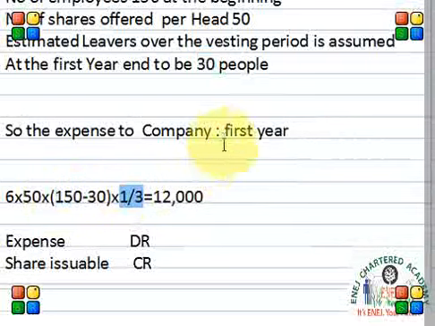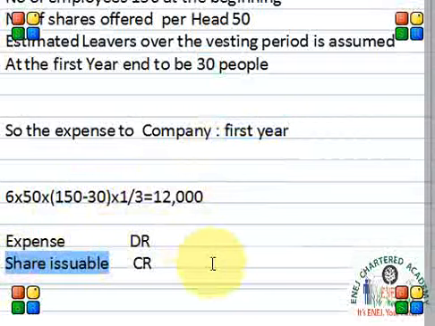Prorated for 1 year, first year, 1 by 3. So your expense will be debit 12,000, and share issuable will be credit 12,000.